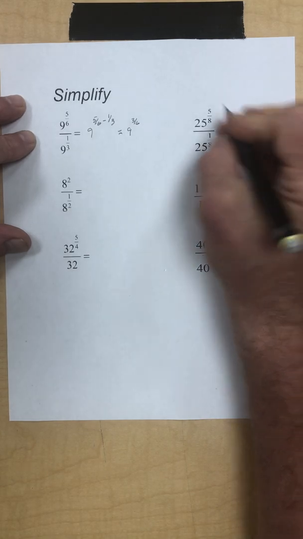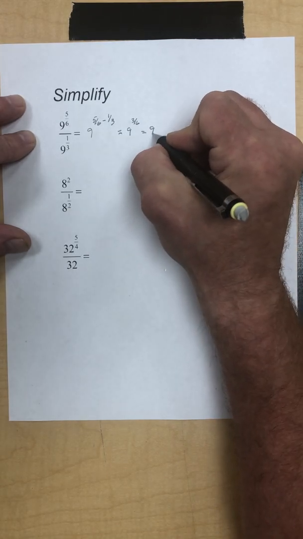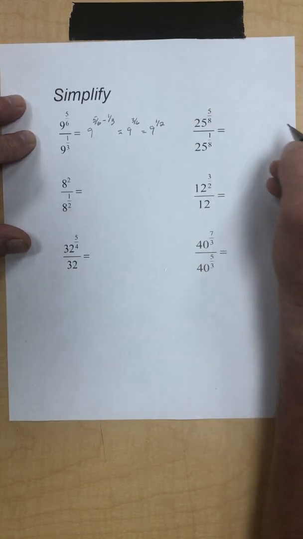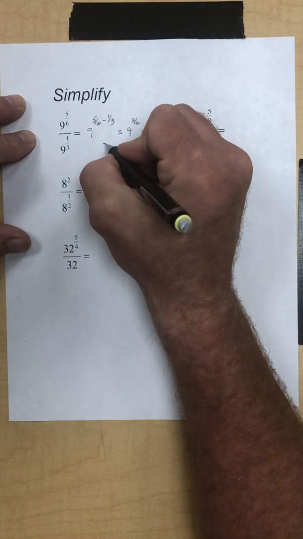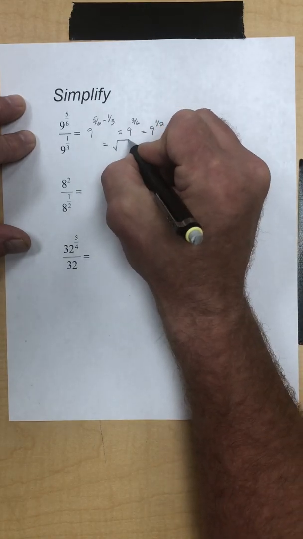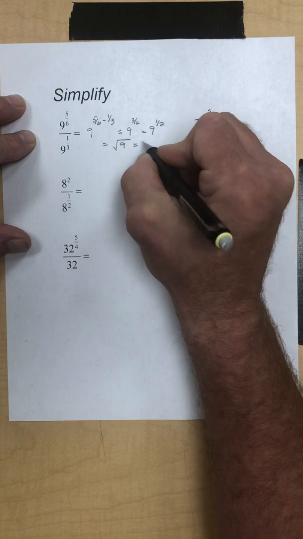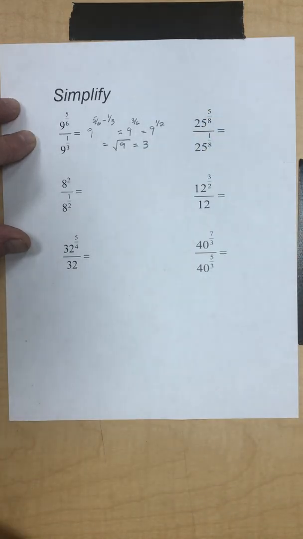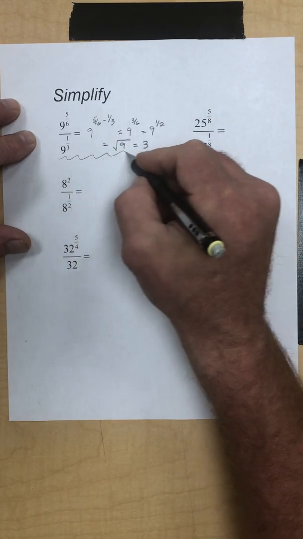And isn't 3/6 just 1/2? So 9 to the 1/2. Well, 1/2 power means the square root. So that's the square root of 9. So I just get 3. So that one's okay. That one wasn't bad at all.